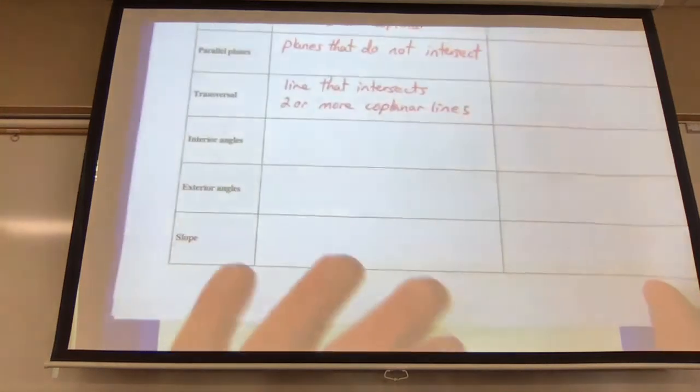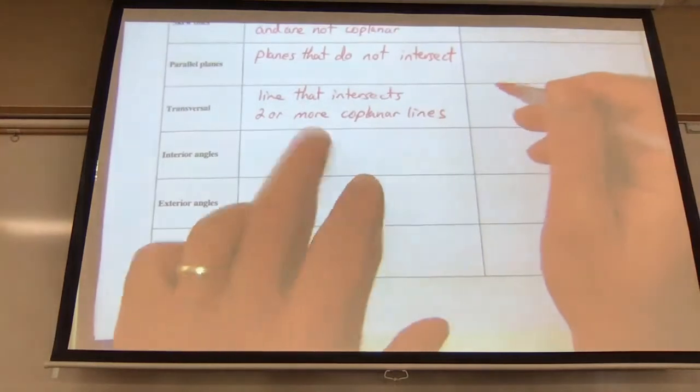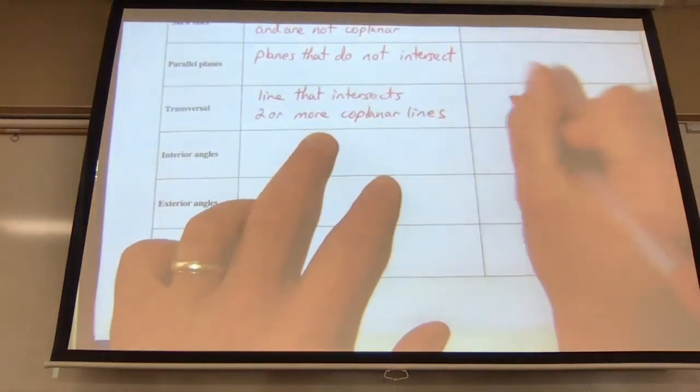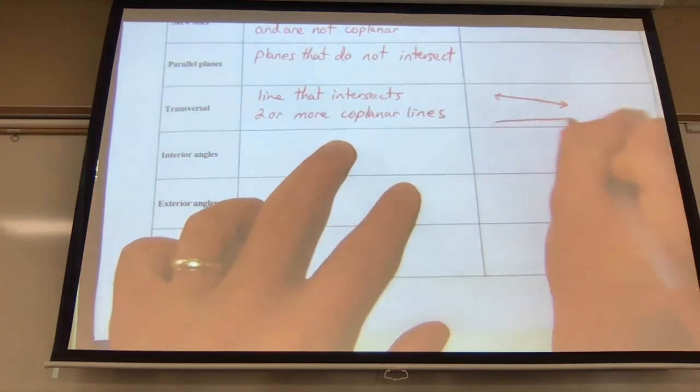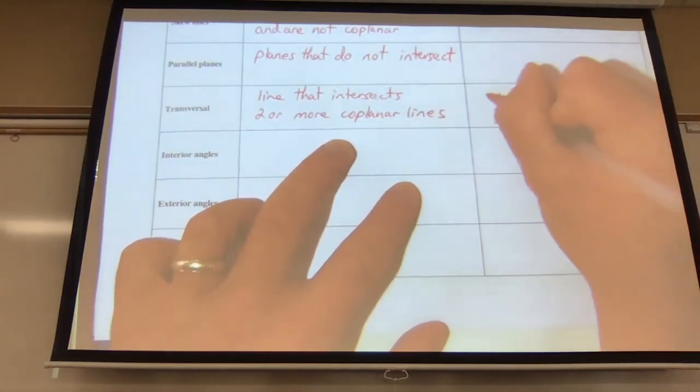Now I can draw a picture of this one a little bit easier than those other ones. A transversal is going to intersect two or more lines. So I'm going to draw a line here, draw a line here. I'm going to call those two lines A and B.